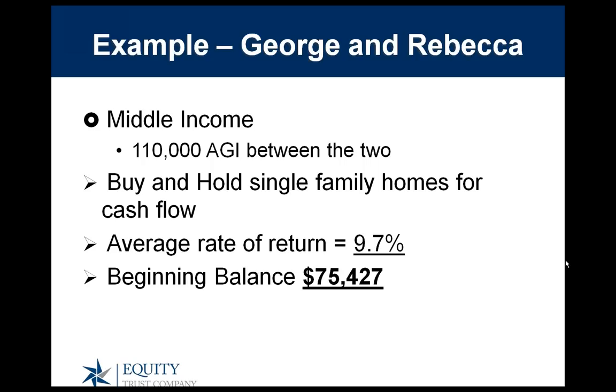George and Rebecca, who consider themselves middle income, make just about $110,000 adjusted gross income. George and Rebecca buy and hold single-family homes for cash flow. Their average rate of return is 9.7%, which is far greater than the returns they received in the stock market in the past 10 to 15 years. The beginning balance is just over $75,000, which is considered just above average according to the Employee Benefit Research Institute.